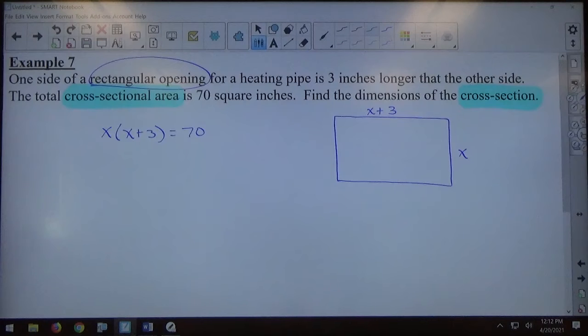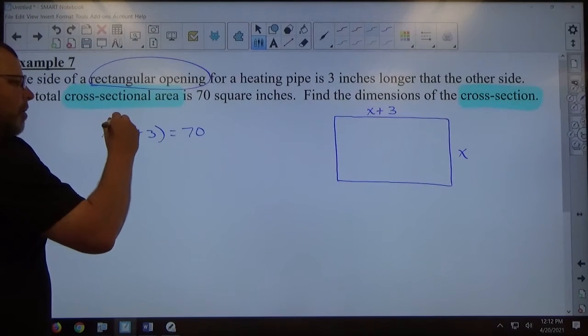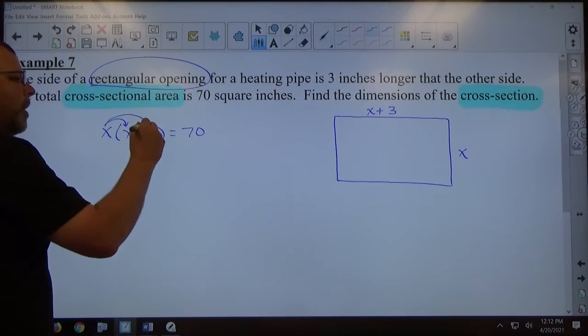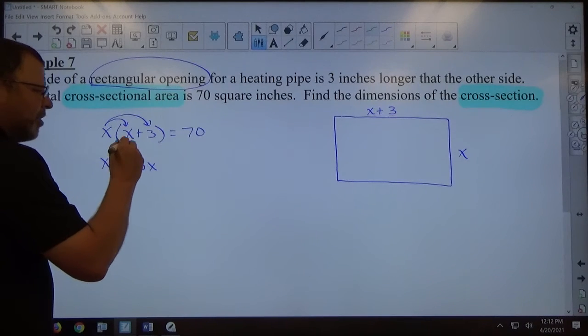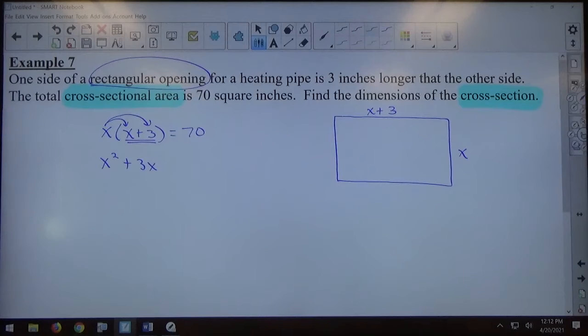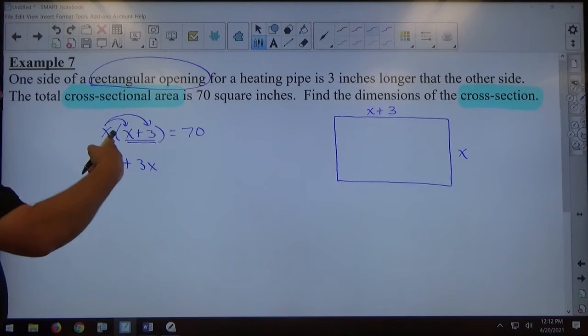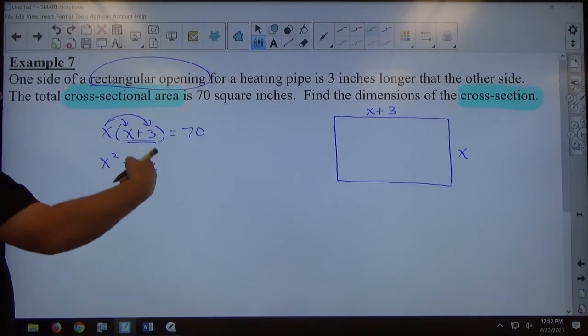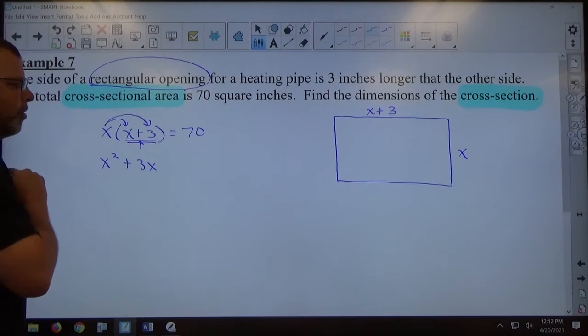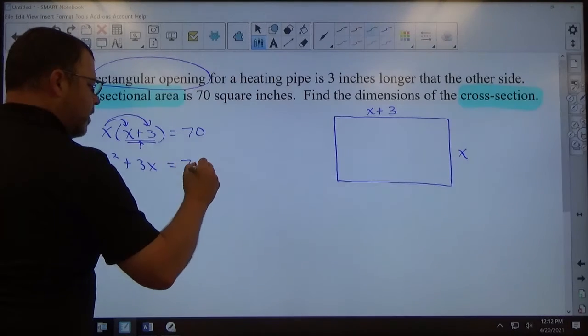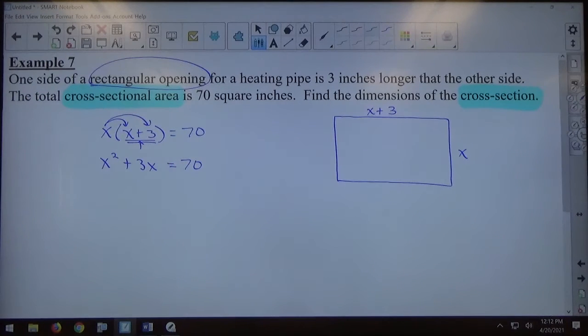Now, if I simplify this, this happens quite often in these problems, where there's a distributive property happening. So x squared plus 3x. As long as this object is addition or subtraction of more than one thing, you're going to distribute. If it was just x times 3, that's 3x. But if it's x times (x plus 3), it's x times x, x squared, x times 3, plus 3x. So again, if this is a plus or a minus, you have to distribute. Okay, and then we're at x squared plus 3x equals 70.